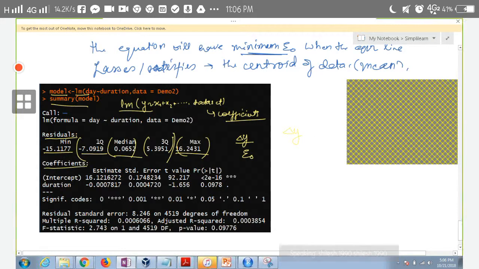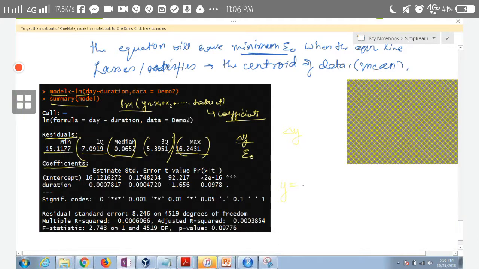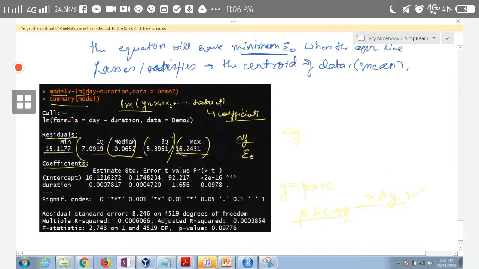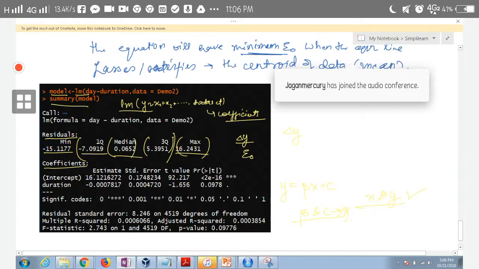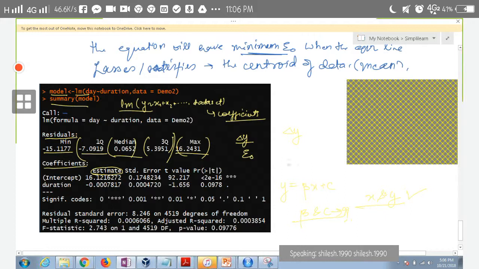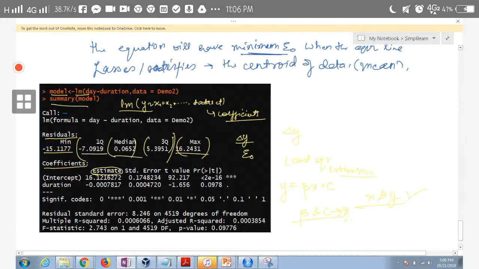Next is coefficients. So what are we trying to find overall? We are trying to find the value of Y equals beta X plus C. So what are we trying to find? Beta and C, because we already have X and Y. This we have to find out. So you find out the estimate of the coefficients. Why is this an estimate? Because you have used least square estimation. That is why you get the estimates.